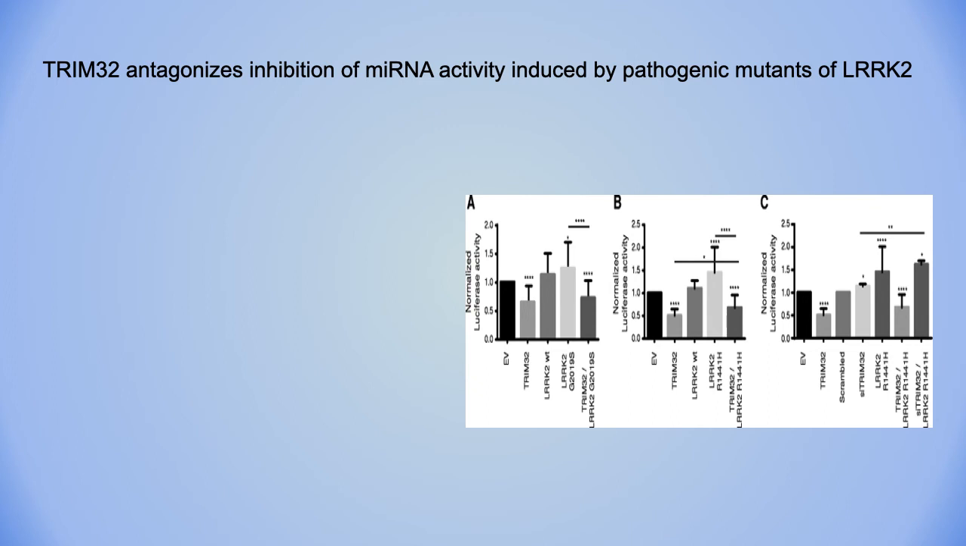Co-expression of TRIM32 with either of these gene mutations on LRRK2 not only blocked microRNA inhibition, it also induced activation of LET7A, even if it was to a weaker degree. Also, a knockdown of TRIM32 inhibits the activity of LET7A. This combined data suggests a functional antagonism between TRIM32 and pathogenic LRRK2, and it also demonstrates that TRIM32 functions somewhere downstream of LRRK2.